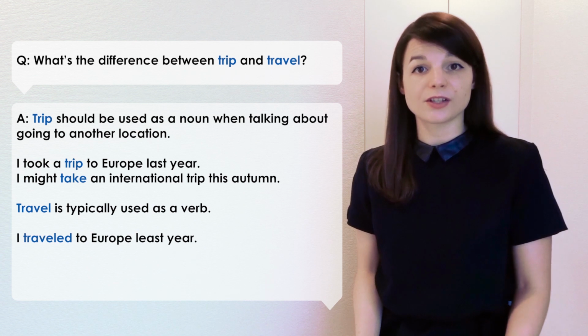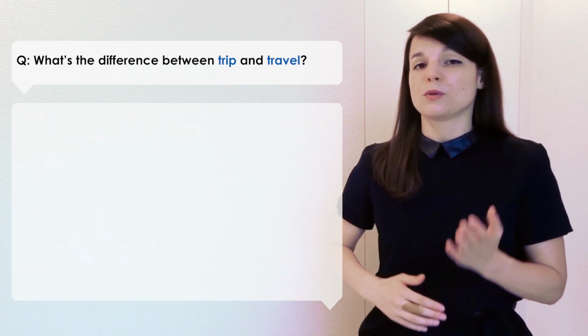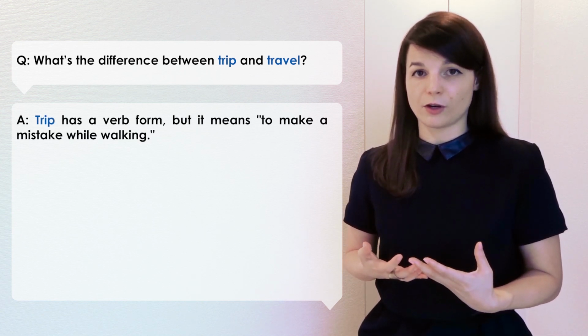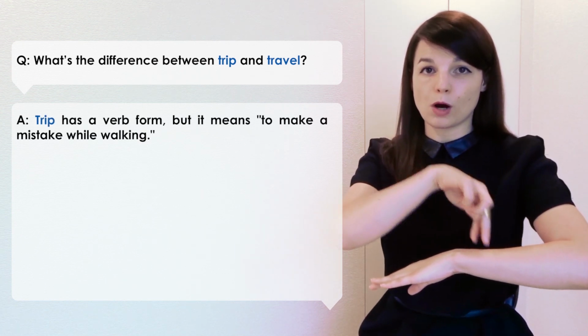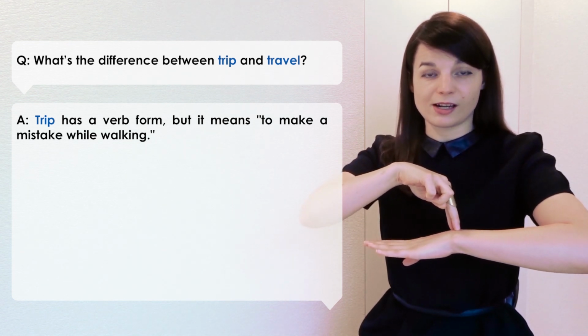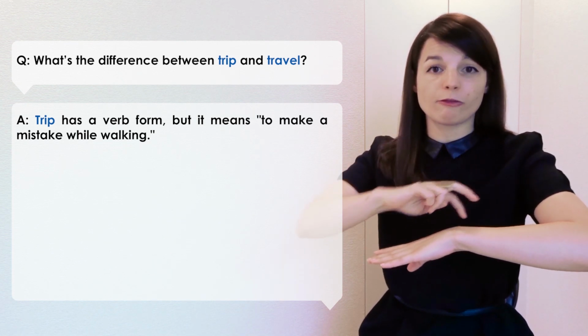Examples. I traveled to Europe last year. I might travel somewhere outside the country this autumn. So trip has a verb form, but the word trip as a verb means to make a mistake while walking. So it's like you're walking along and there's a rock or something here, and you make a mistake, like you misstep and maybe fall down.